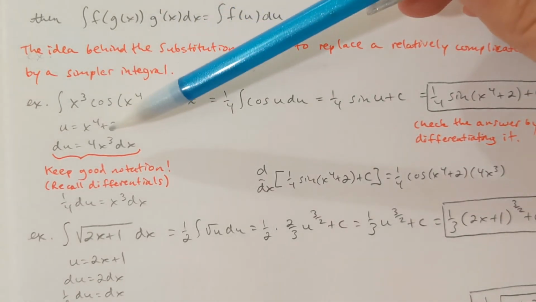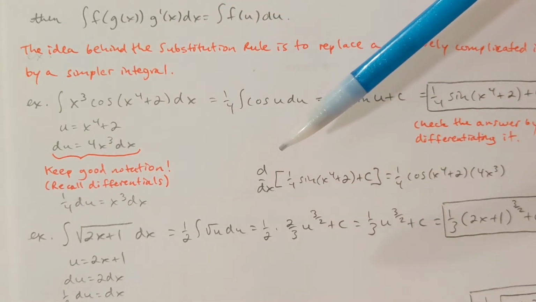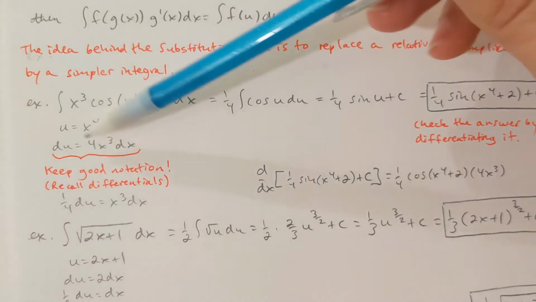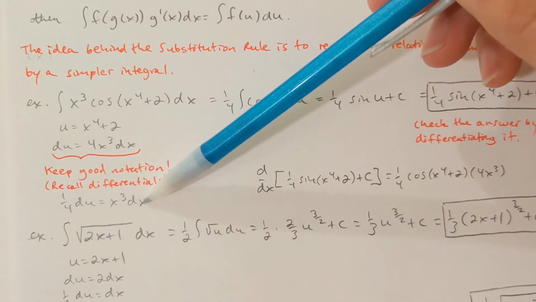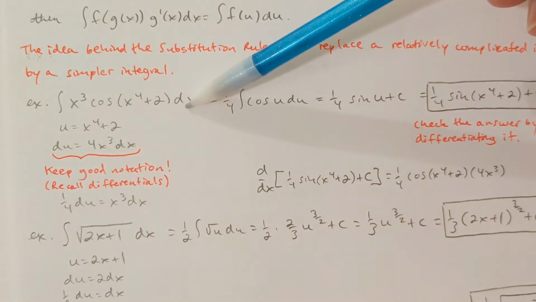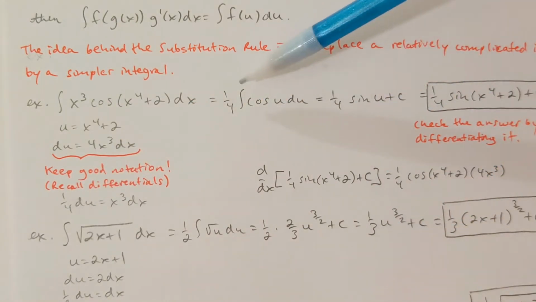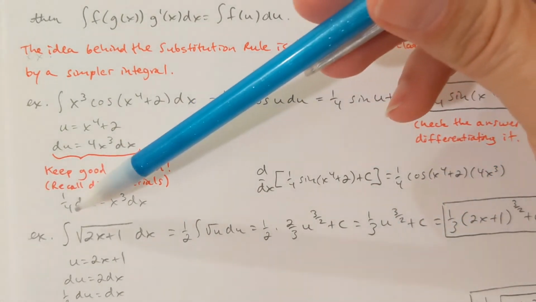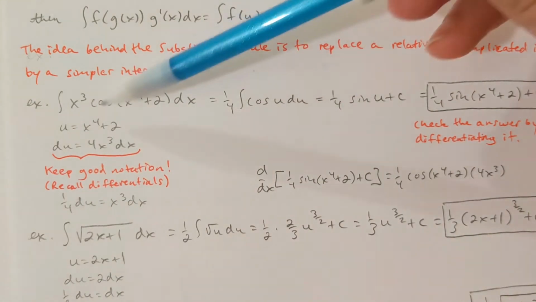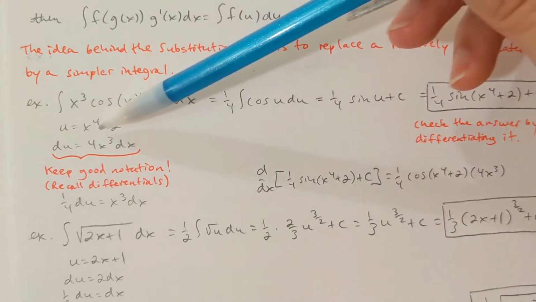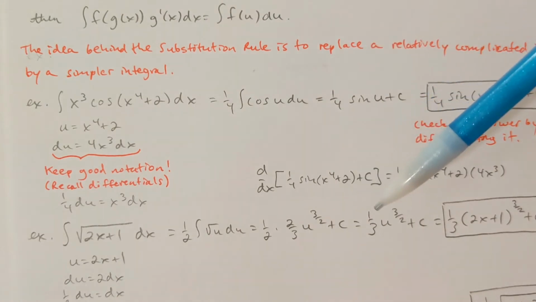All right, now I see an x cubed dx in the integral, so I think this substitution is going to work for me here. In this equation, if I divide both sides by 4, then the x cubed dx part can be replaced with 1/4 du. Constants can come out of integrals, so that constant of 1/4 can come out of my new integral involving u, and then left inside would be cosine of u, since I'm calling u x to the fourth plus 2, du.